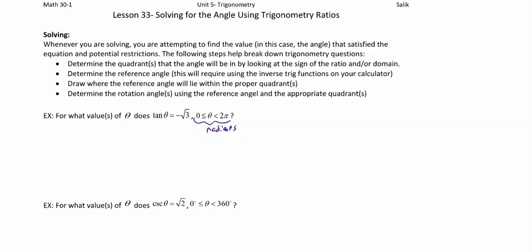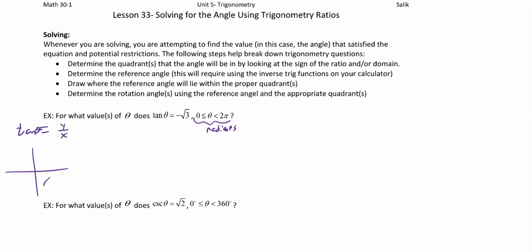So let's see if we can make sense of where these angles would be. Tan theta is equal to y over x. So what's my y and what's my x? Let's see if we can work with that.